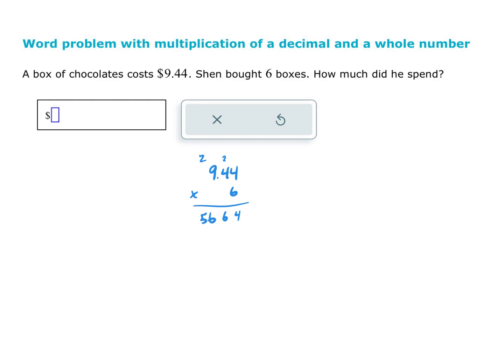We have 2 digits behind the decimal in our problem, so 1, 2 need to be behind it in our solution. And our unit is dollars.